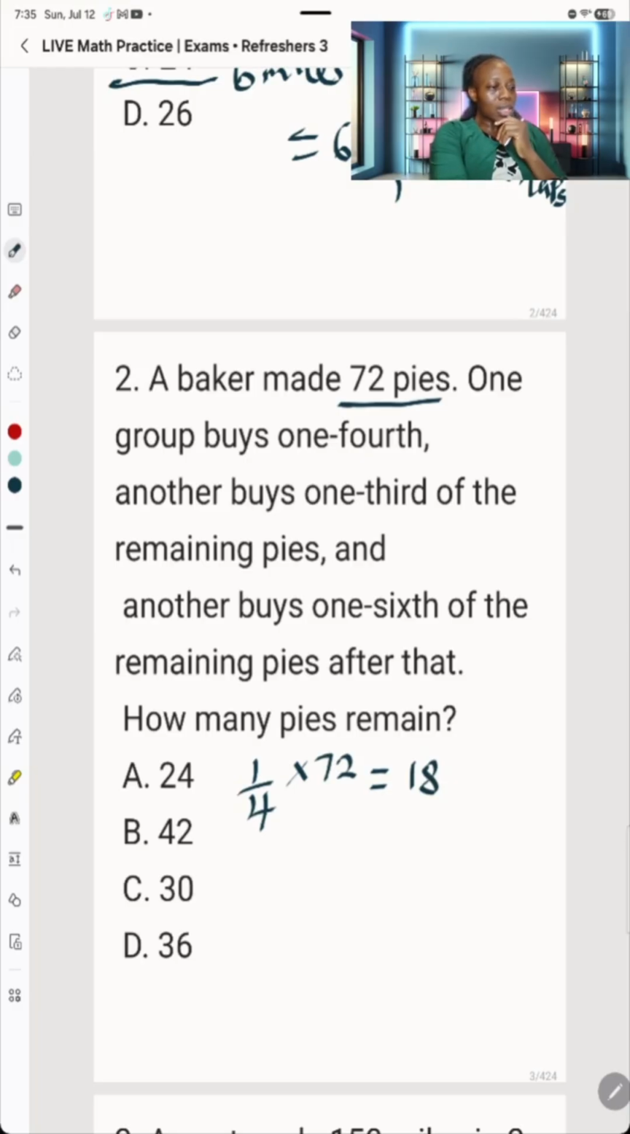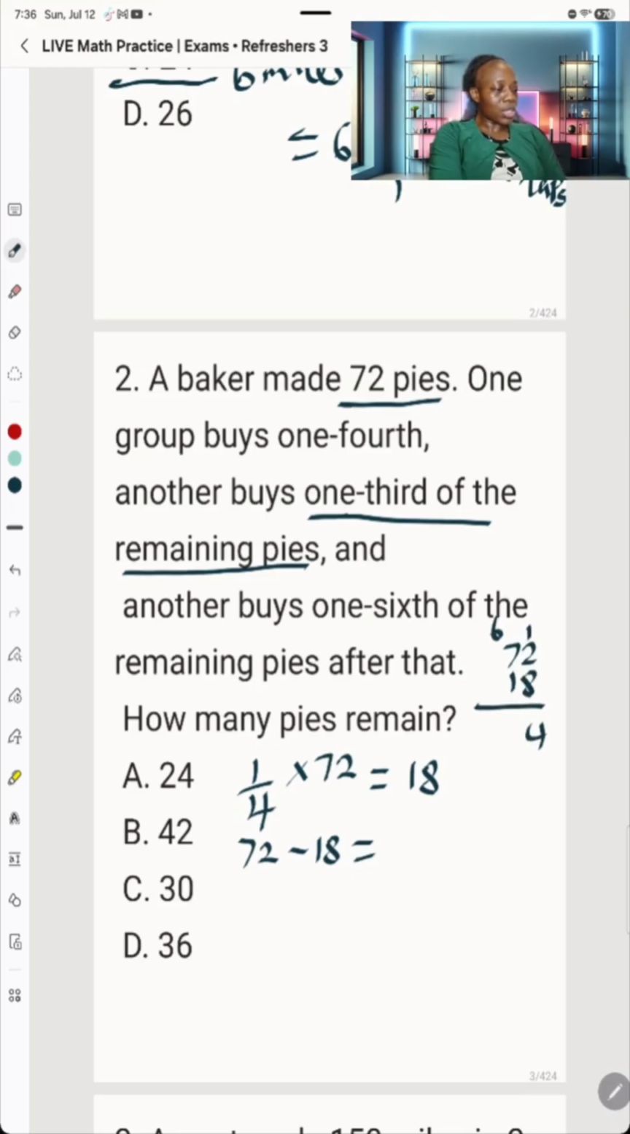Because the question says another buys 1/3 of the remaining. So this is now a key word. Let's find the remaining. After 1/4 is out, let's find the remaining from that. So that is going to be 72 minus 18, which is 54.